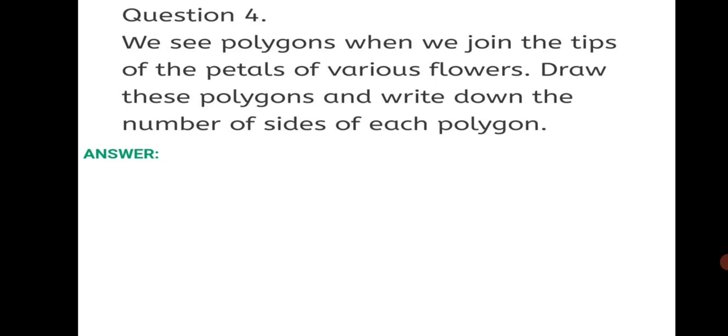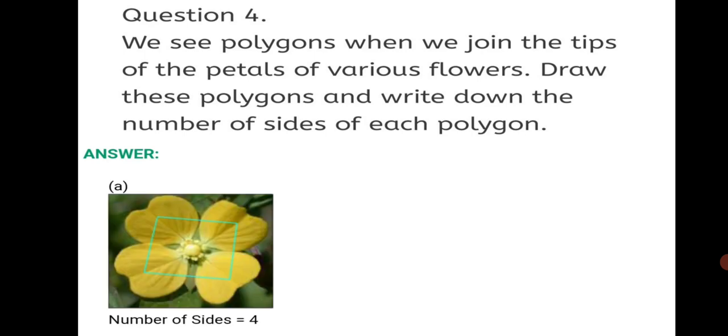Okay. Question number 4. We see polygons when we join the tips of the petals of various flowers. Draw these polygons and write down the number of sides of each polygon. So let's have a look at a few flowers. Let's draw any 3 flowers. So first one, we can see this flower with 4 petals. So write number of sides is equal to 4. When you join these petals, you can get 4 sides.